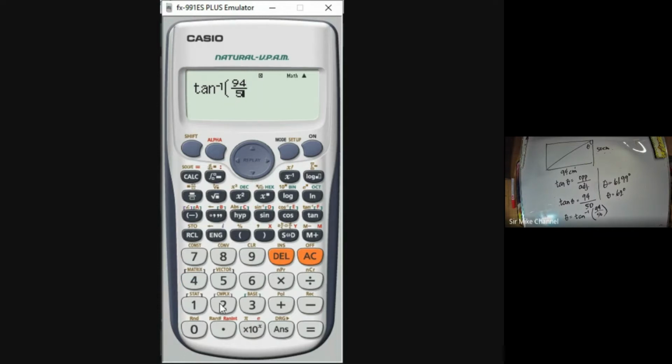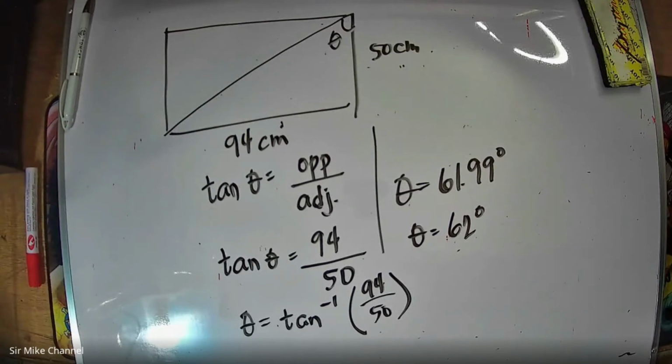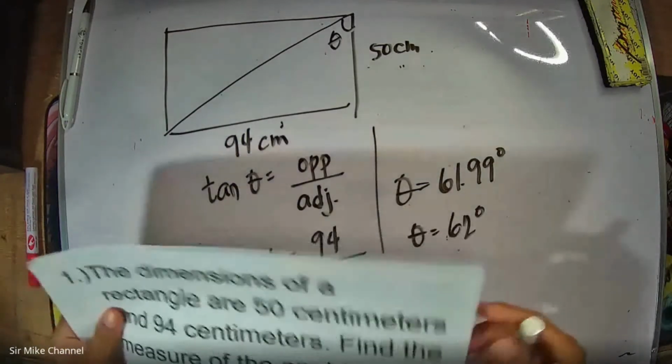Or, katulad yung theta, kunin mo muna yung shift, tangent theta, tapos yung fraction natin na 94 divided by 50, equals 61.99. So that is the final answer, or 62. Ayan. Okay, next example.